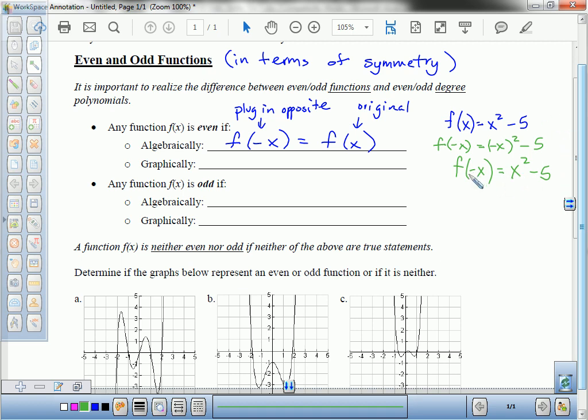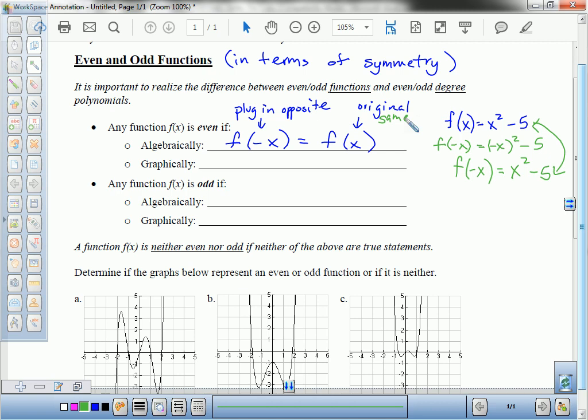Now, compare f of negative x to f of x. They're the same, aren't they? So, when we plug in the opposite and we get out the original, or we get out the same thing, then we could say algebraically we have proven that the function has even symmetry. And we call that even.